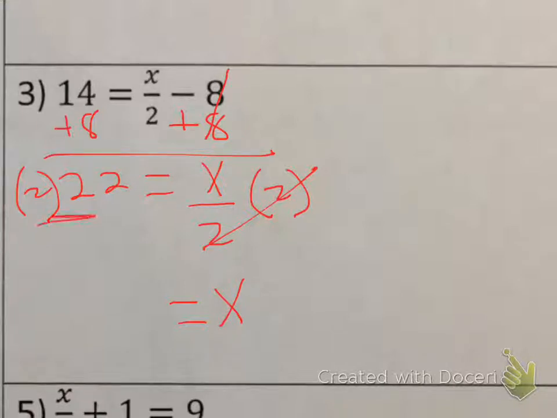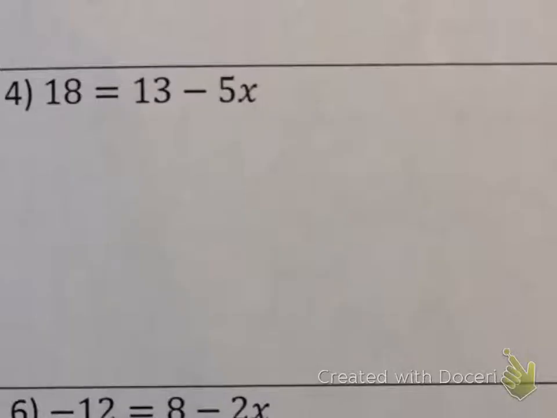And then on this side over here, 22 times 2 is 44. So my solution is x equals 44. Again, I can substitute that back in and make sure that it works.